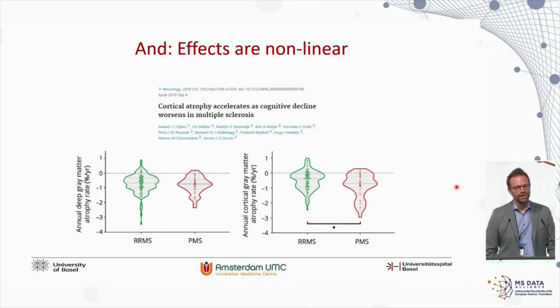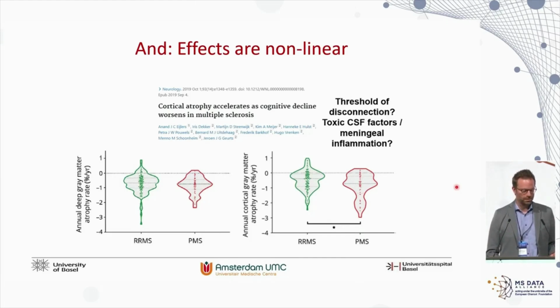So, for example, on the left you see deep gray matter atrophy rates, and on the right you see cortical atrophy rates. And deep gray matter atrophy rates, especially thalamic volume loss, seems to be a linear process relatively. Cortical atrophy, not so much. It starts in later stages and then accelerates over time. So how can you deal with this in your complex models? That, I think, is an important problem.